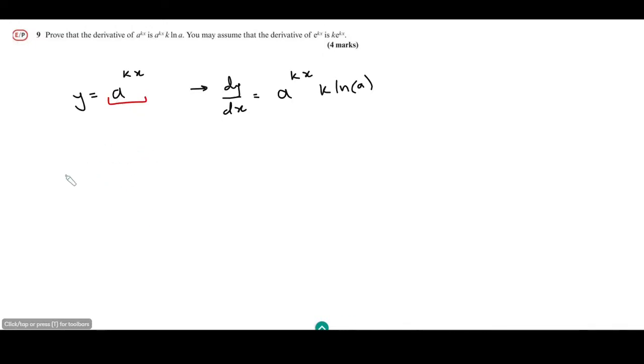Well, let's consider inverse functions. Okay, so you need to have some sort of basic understanding of inverse functions before you attempt this. So the two functions we're going to be considering are e to the x and ln of x.